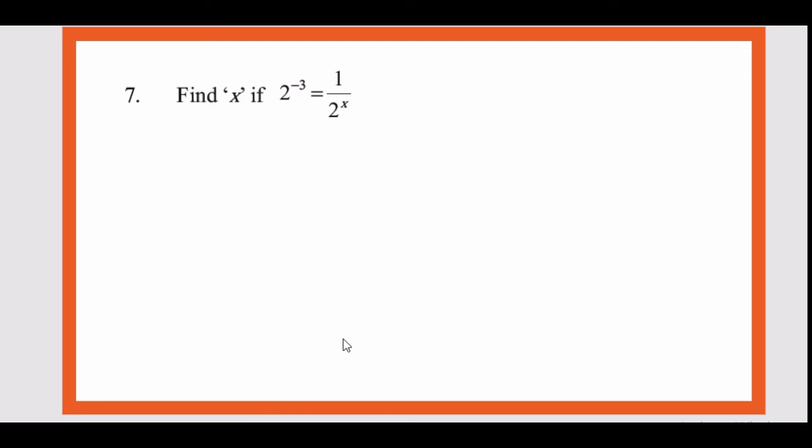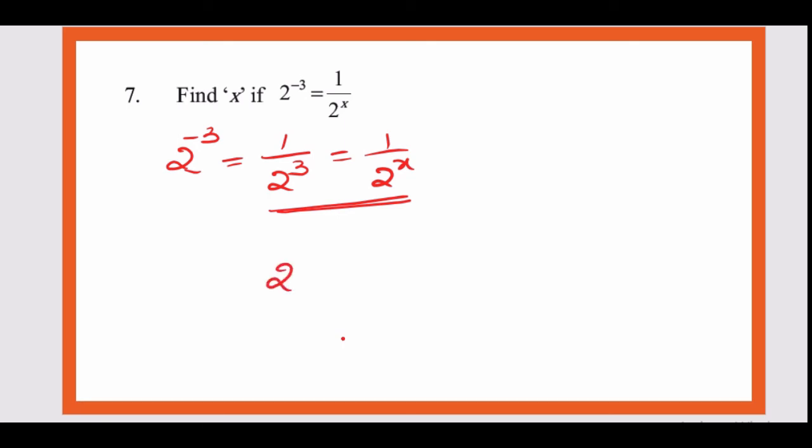Next, you need to find the value of x if the condition is given like this. So clearly what can I say here, I know that 2 power minus 3 I can write as 1 by 2 power 3, but it is given that it is equal to 1 by 2 power x. So if you observe these two are equal, no? So when these two are equal, I can directly cross multiply. So 2^x into 1 is equal to 2^3 into 1, which is nothing but 2^3.